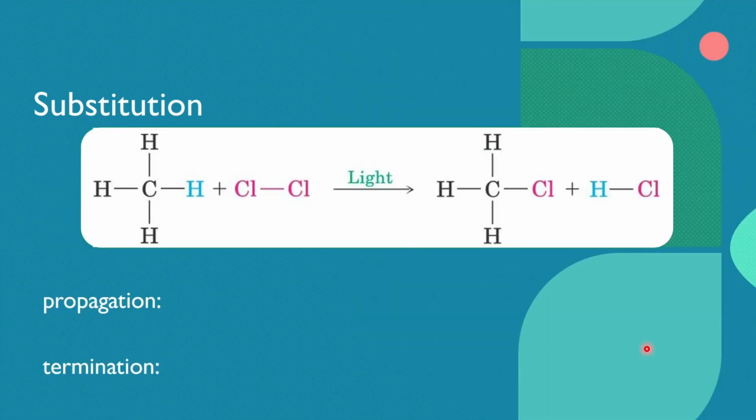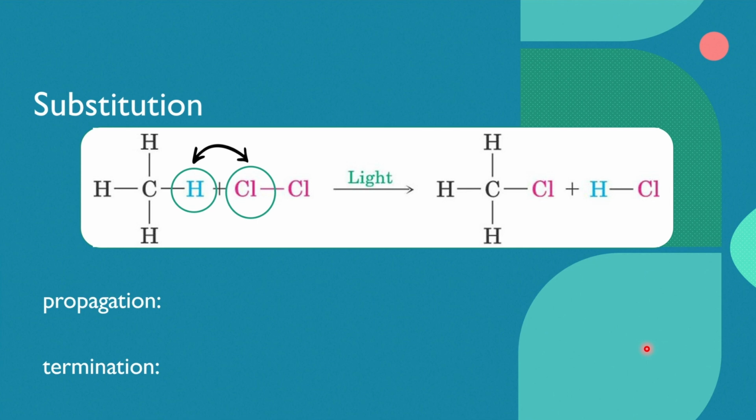Using a previous example, we will discuss which substitution reaction occurs in this reaction. A hydrogen atom on methane is being replaced by chlorine in the presence of light. Now we know that when chlorine molecule is exposed to UV radiation, it will undergo homolysis or homolytic fission and produces chlorine radicals in the initiation step.